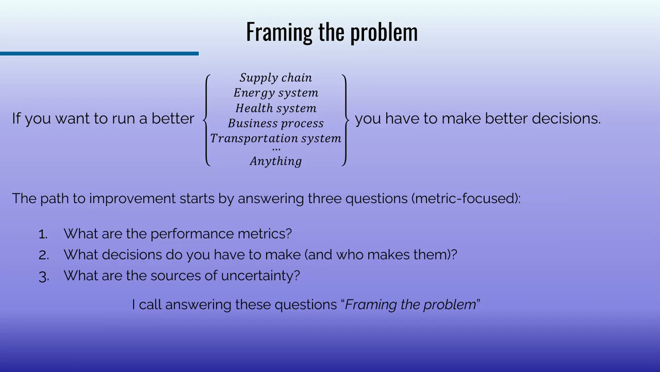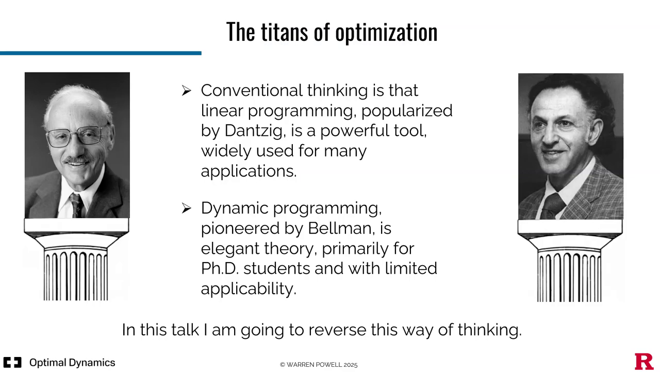Now, I have an activity I call framing the problem. If you want to run a better supply chain, energy system, health system, anything, you have to make better decisions. Framing the problem, I'm going to represent as starting with posing and answering three questions. What are your performance metrics? What decisions do you have to make and who makes them? And what are your sources of uncertainty? I think this lays the foundation for any time that you want to be solving a problem.